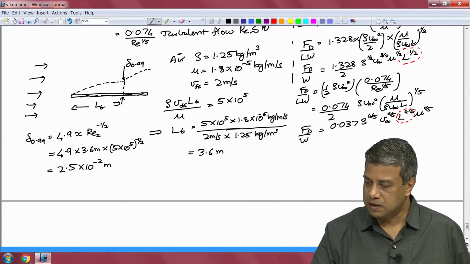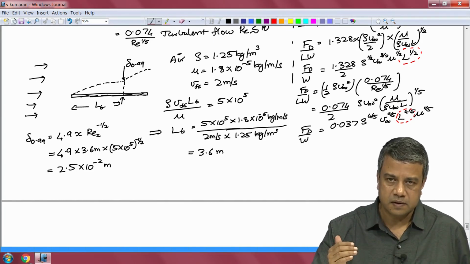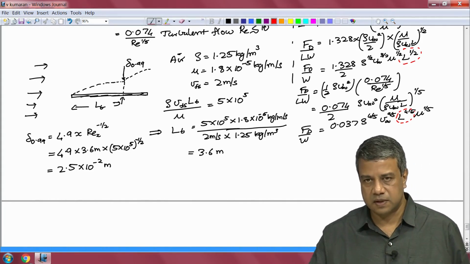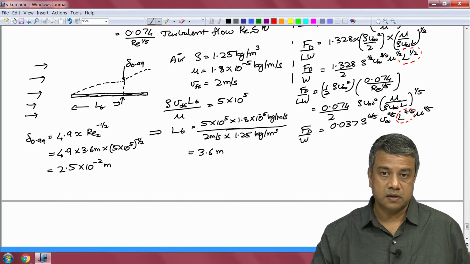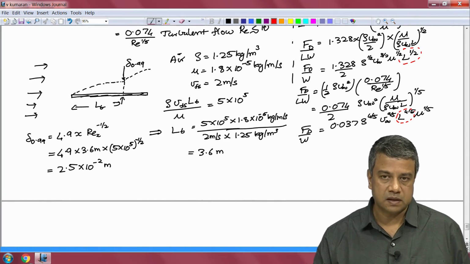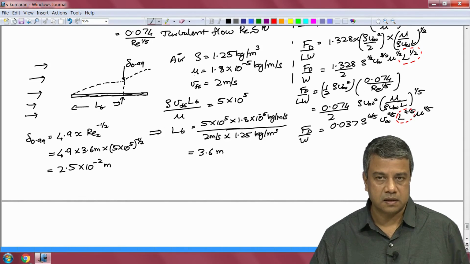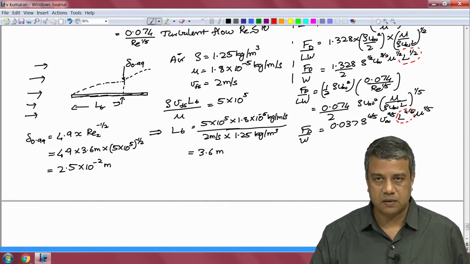So, the point I am making here is that to go from the skin friction coefficient to the actual drag force, you have to make sure that you take the correct powers of the length, because the skin friction coefficient also has a power of length in it, and the Reynolds number on the right side also has a power of length in it. Therefore, you have to take those two consistently in order to be able to calculate the drag force that you would have on a surface.